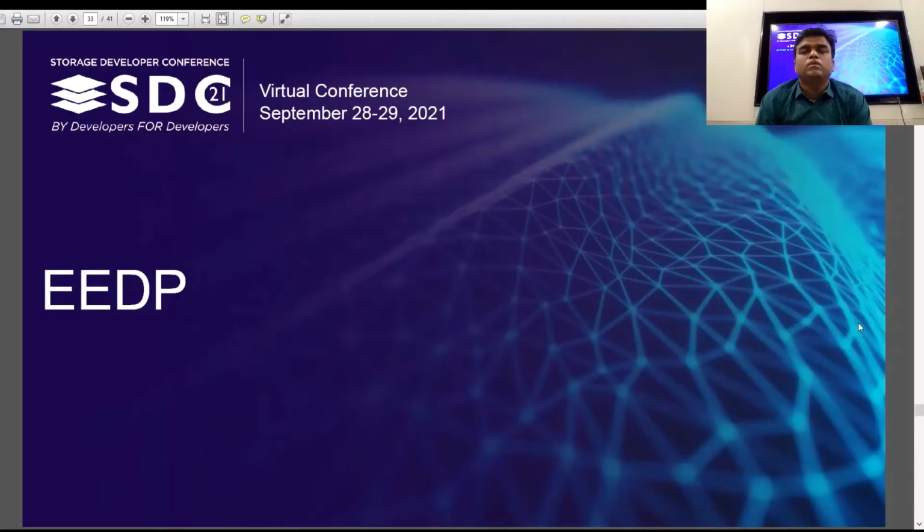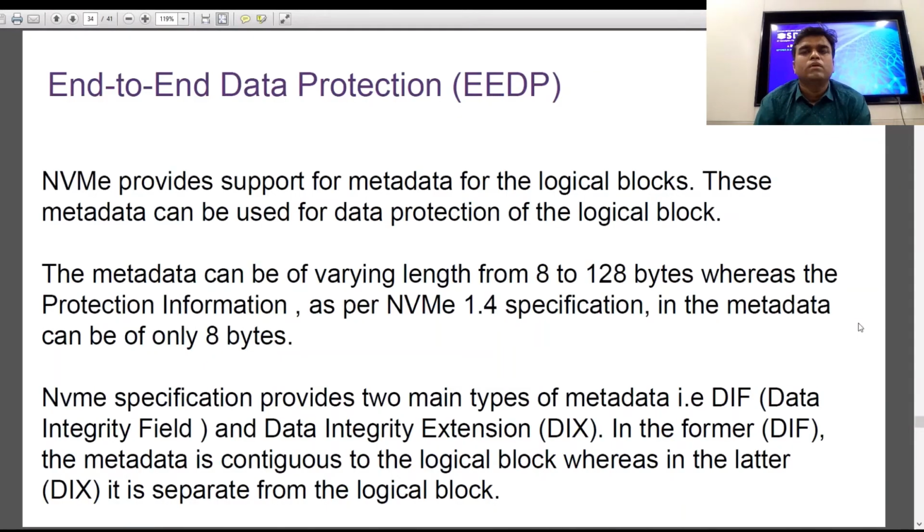Let's now talk about the EDP feature, that is end-to-end data protection. NVMe provides support for metadata for the logical blocks. This metadata can be used to provide data protection for the logical block. This metadata can also be of varying length, starting from 8 bytes to 128 bytes. In this metadata, we can have protection information restricted to 8 bytes, as per the 1.4 specification, but in the upcoming specification we can have protection information of even more length.